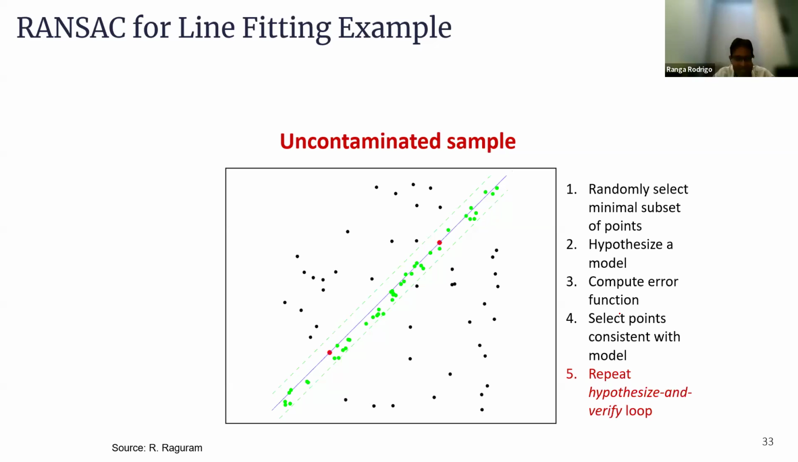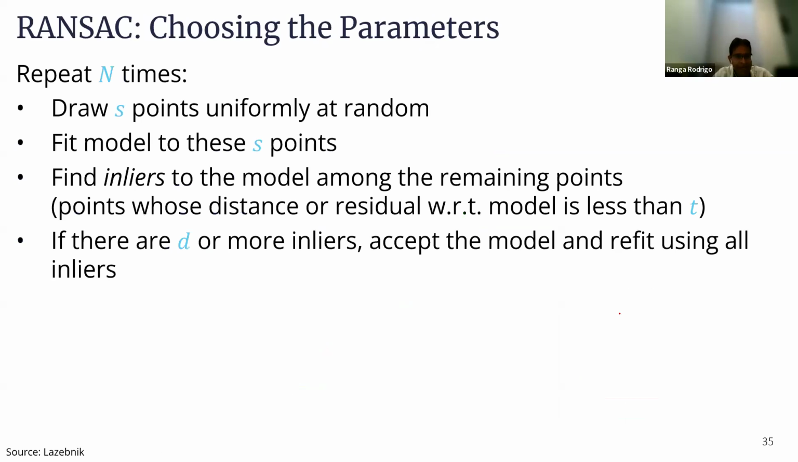I hope the RANSAC procedure is clear to you. So repeat n times. You have to repeat this n times. Draw S points uniformly at random. Those S points are different for different models.